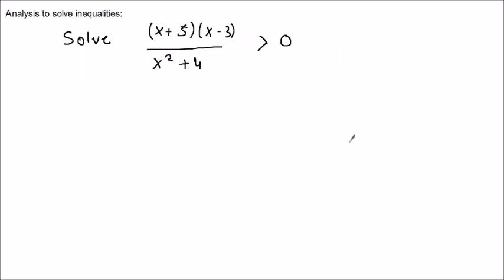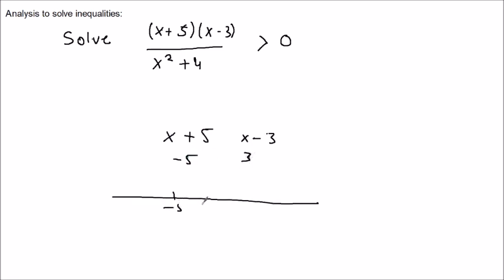Next, analysis to solve inequality. We're going to be doing some analysis, but I pretty much already told you the analysis from the previous slide. So what we do is we just do it. We just put x plus 5 and then x minus 3, and then the roots are -5 and 3. So we just make a number line, and then put -5 here, and then put 3 over here. And then when is it higher than 0? It's higher than 0 when it's positive. So when is this positive?